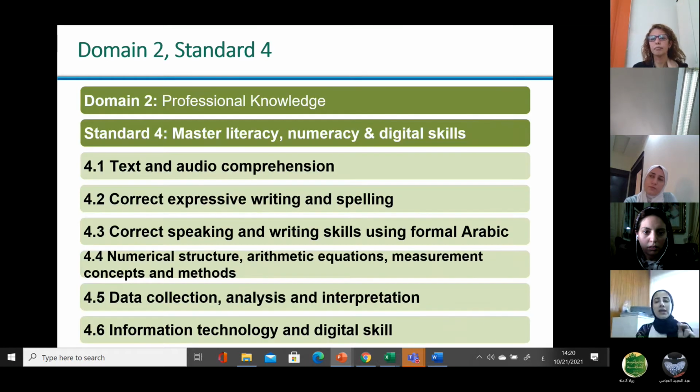In domain 2, which is about the knowledge, as we said, standard number 4 talks about literacy comprehension, numeracy comprehension, and digital skills.